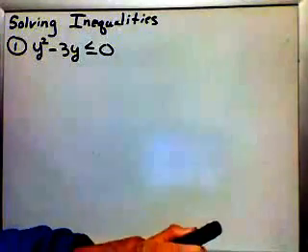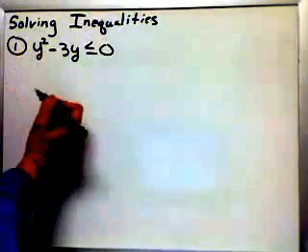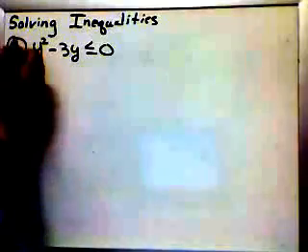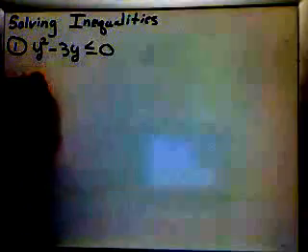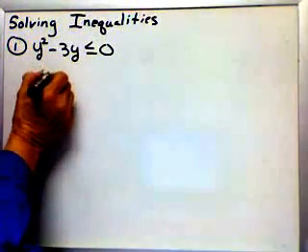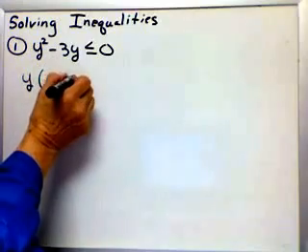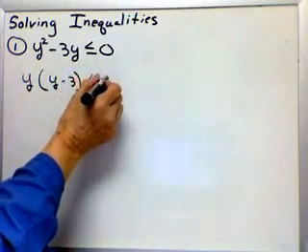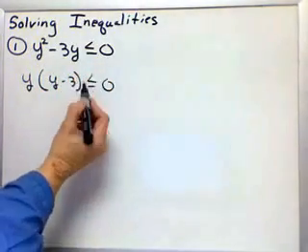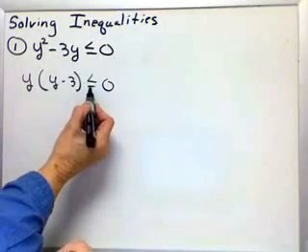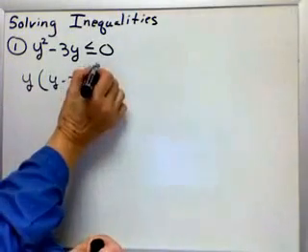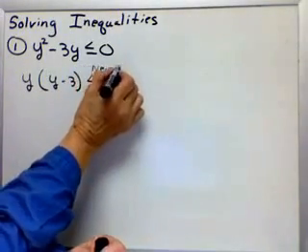Okay, a little example on solving inequalities. We're going to be solving using a number line graph. First of all, you want to factor your inequalities. So factor this into y times y minus 3 is less than or equal to 0. Then I like to think about less than or equal to 0 means negative. Negative or 0.